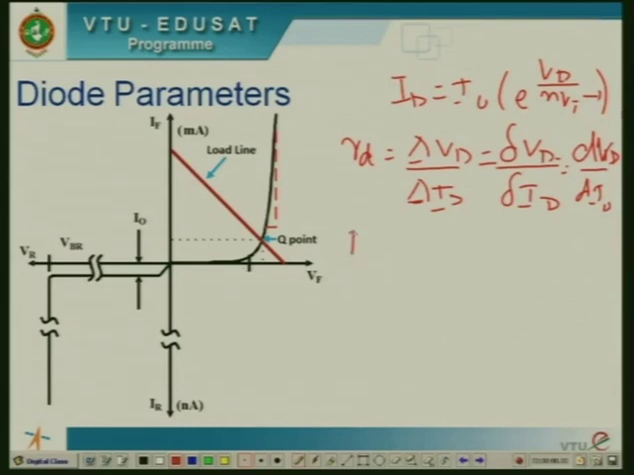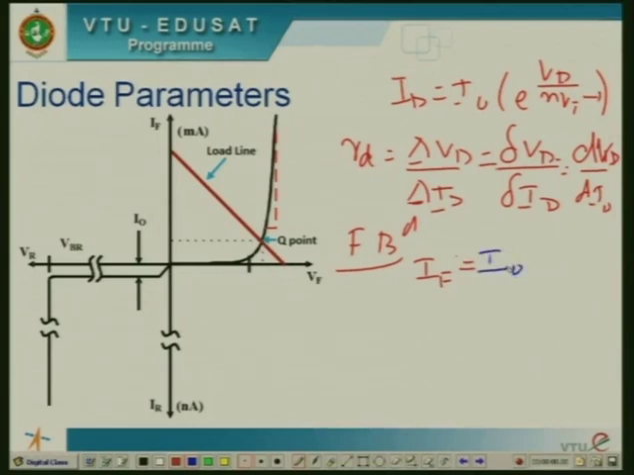When the diode is forward biased, the diode current, denoted IF, is approximately equal to I naught into e to the power of Vd by eta Vt, because e to the power of Vd by eta Vt is much greater than 1. So this expression is approximately I naught into e to the power of Vd by eta Vt.